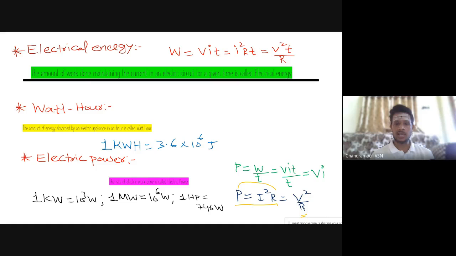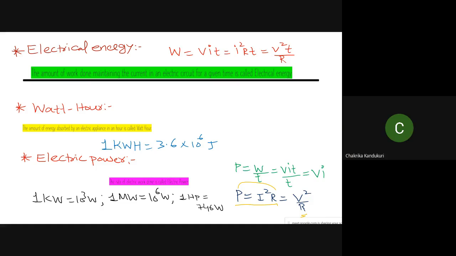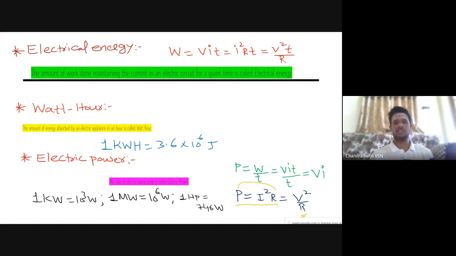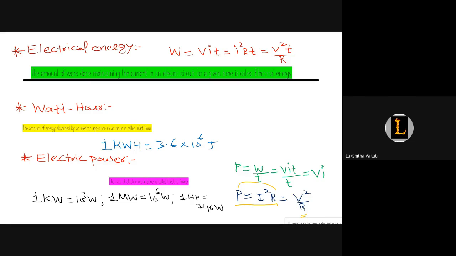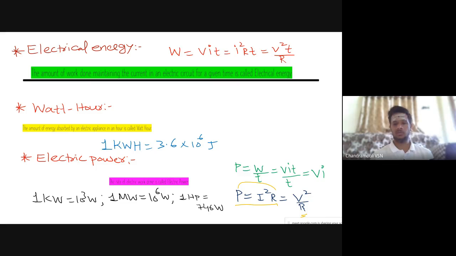The rate of electric work done is called electric power. As usual, 1 kilowatt, how many watts? 1000 watts, 10 power 3. Please try to get used to 10 power 3. And 1 megawatt is 10 power 6 watts. 1 horsepower, how many watts? 746 watts.